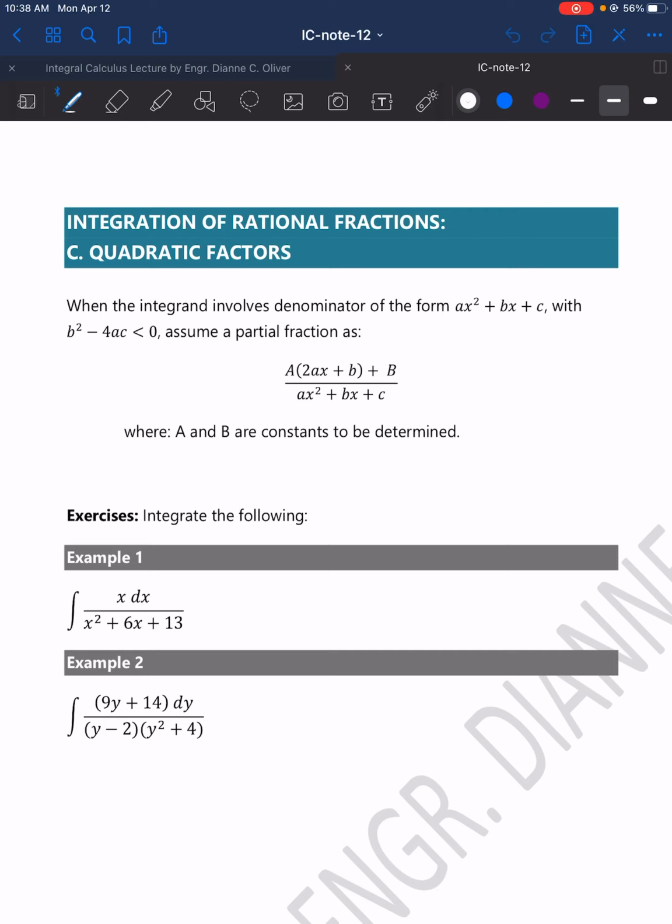When the integrand involves a denominator of the form ax squared plus bx plus c with b squared minus 4ac less than 0, then assume a partial fraction as A times (2ax plus b) all over ax squared plus bx plus c, where the big letters A and B are constants to be determined. Now let's exercise this by answering the following examples 1 and 2.